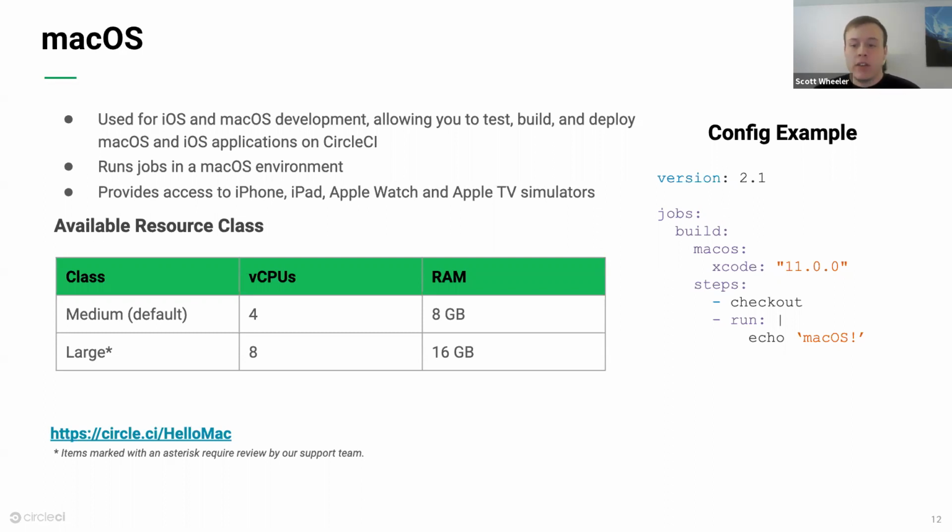The configuration example on the right will spin up a macOS executor using the Xcode 11.0.0 environment and print macOS in the build output window. More information on macOS is available at circle.ci/hello-mac.